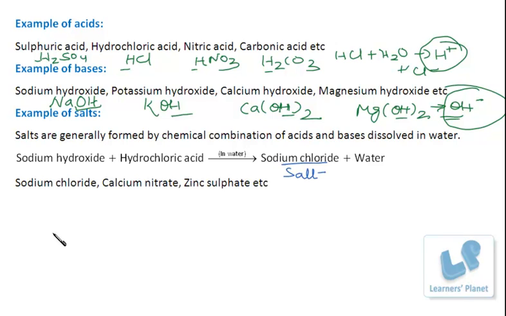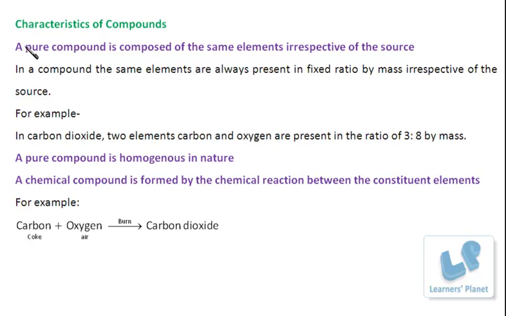Right? So sodium chloride is a salt, calcium nitrate is a salt, and zinc sulfate is also a salt. Now let's discuss the characteristics of compounds. A pure compound is composed of the same elements irrespective of the source. See, the composition of a compound doesn't depend on the source. In a compound, the same elements are always present in a fixed ratio by mass, irrespective of the source.